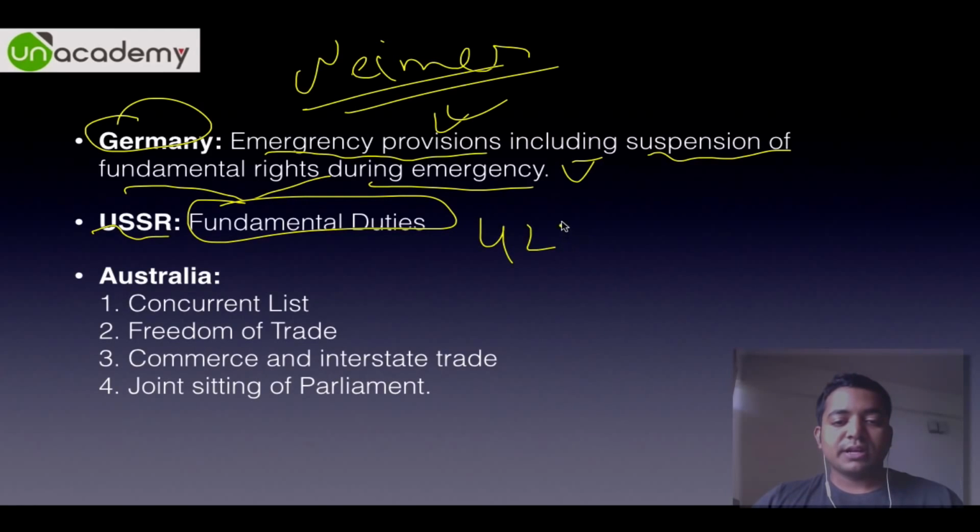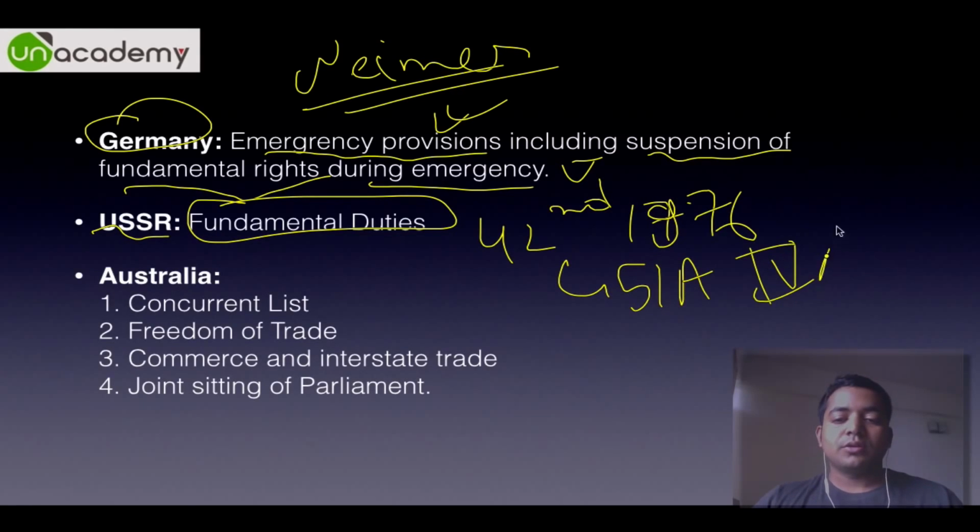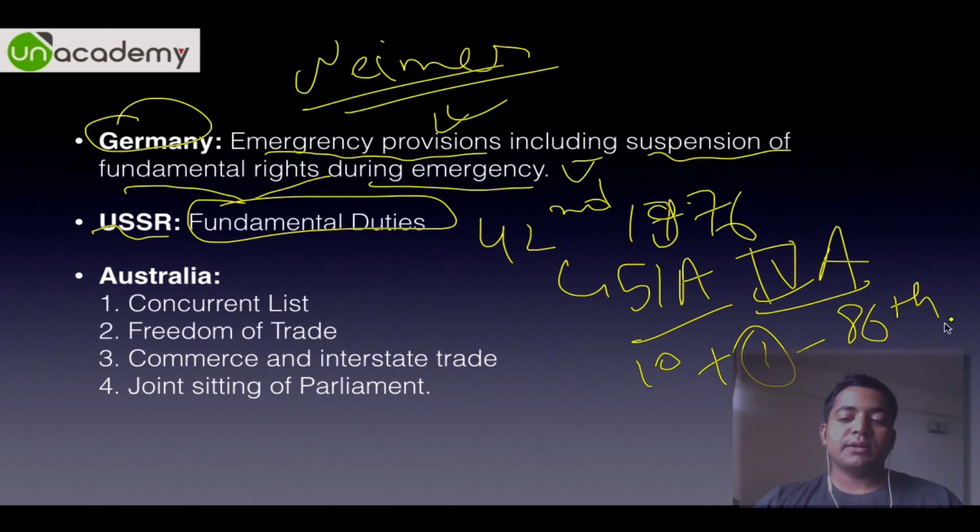You remember the 42nd Amendment Act 1976. It inserted Article 51A, Part 4A in the Constitution. It deals with the fundamental duties. It provided 10 fundamental duties, plus 1 by the 86th Amendment Act that is related to education. That is, whosoever is a parent or guardian, as the case may be, should provide free education from 6 to 14 years. Recently, it has also been introduced as a fundamental right.